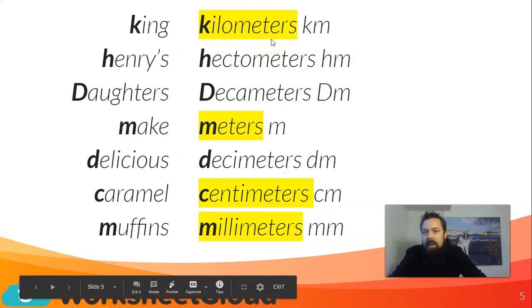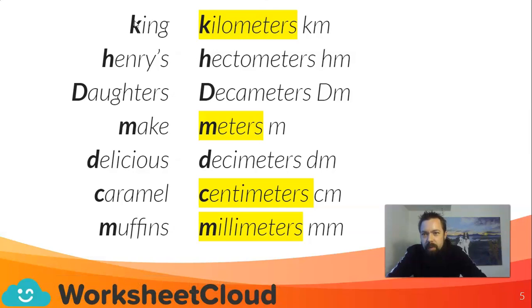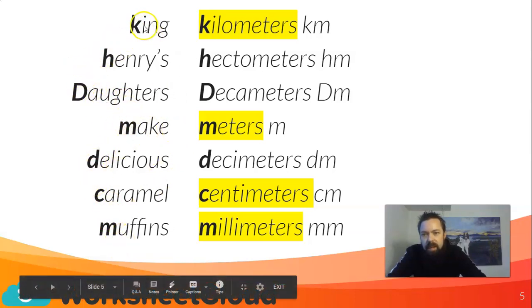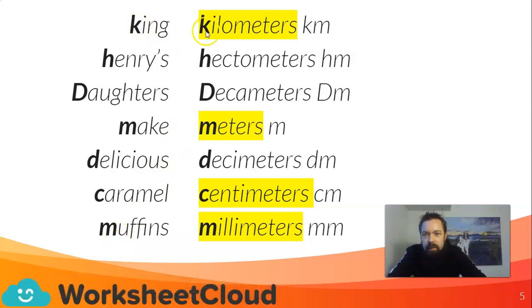Okay, so for remembering this, I've got a mnemonic, which you might have come across that word before. A mnemonic is when you've got like a little rhyme or a little poem that you say, and the first letters of those words give you the first letters of some other things. So K for king, the K is for kilometers, H for hectometers, D for decameters, and so on. So this is one I've got. King Henry's daughters make delicious caramel muffins. I don't know why it's King Henry. He was an English king. It's just something that got stuck in my head, and that's what I've got.